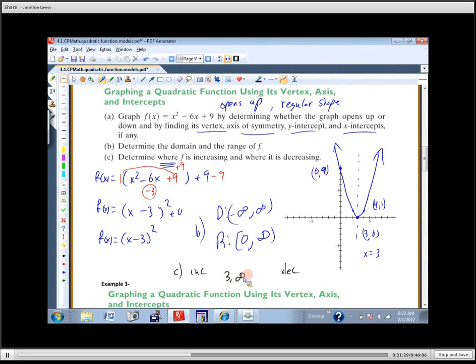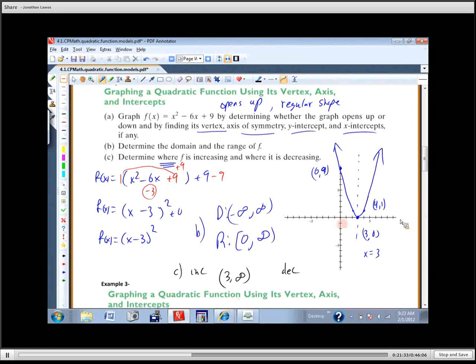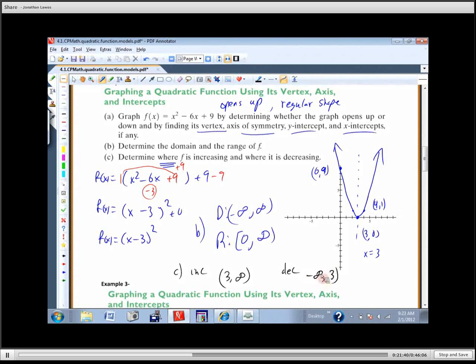3 to infinity. Because remember, we're talking about the x-coordinates. From 3 forward, from 3 to infinity, it's going up. And from negative infinity to 3, it's going down. So there's where it's increasing, there's where it's decreasing.